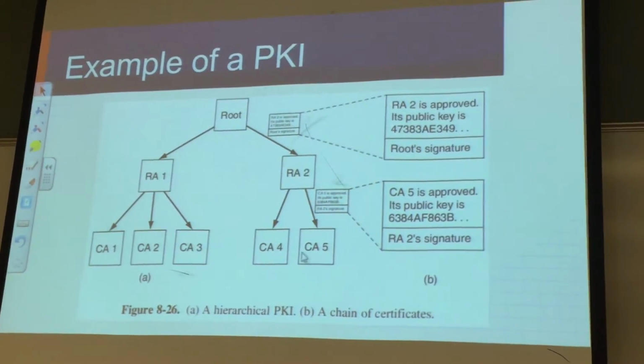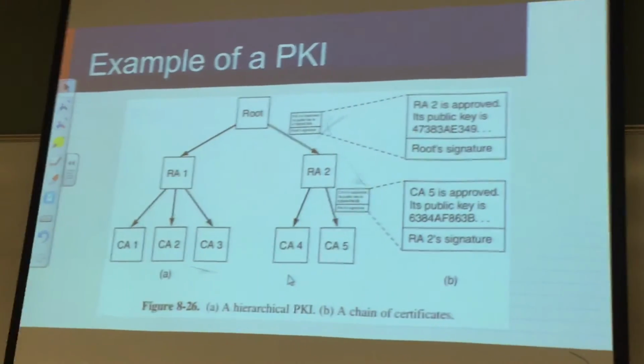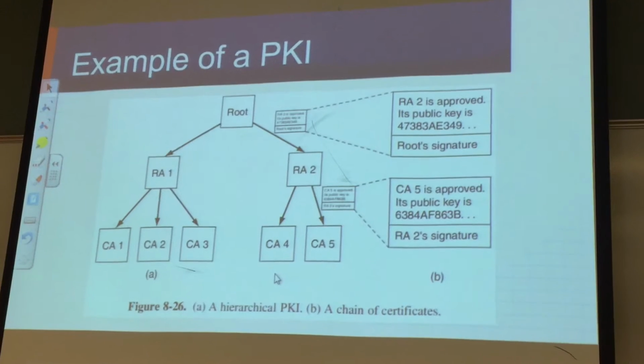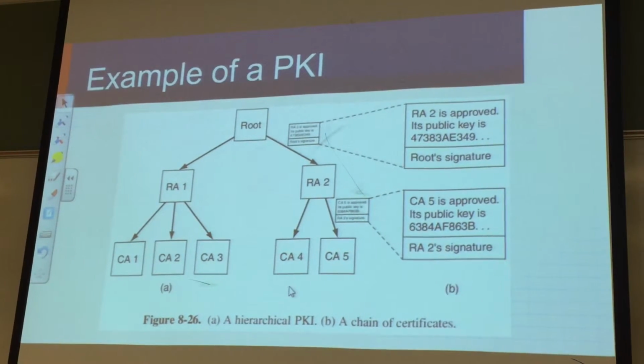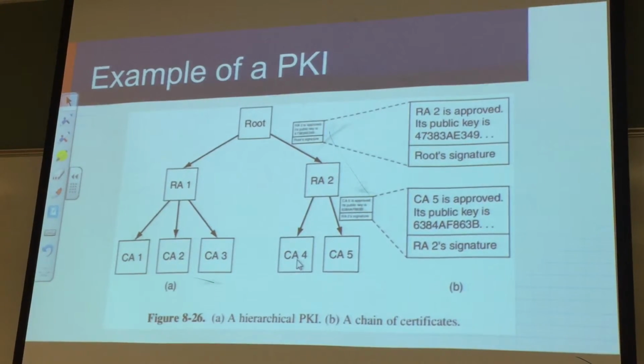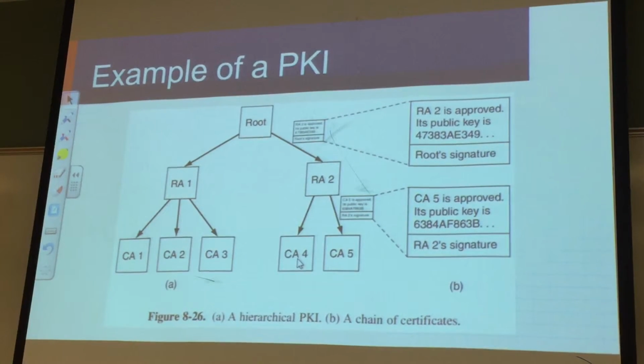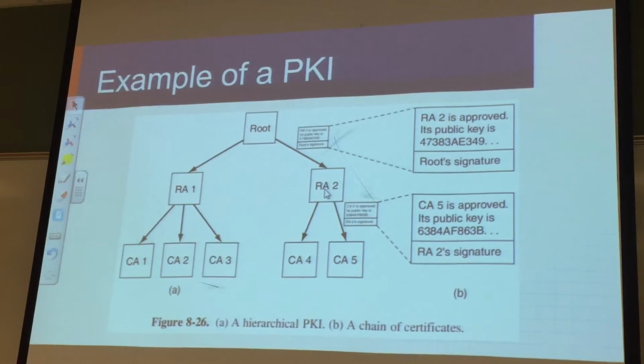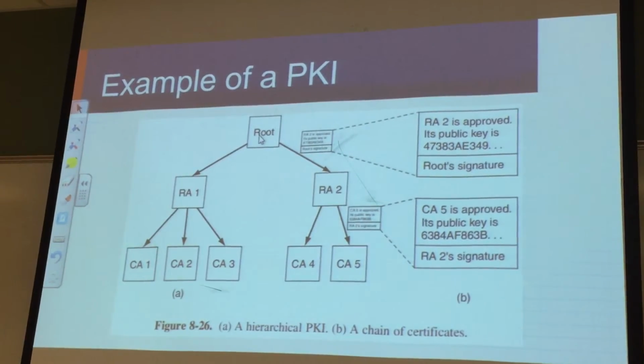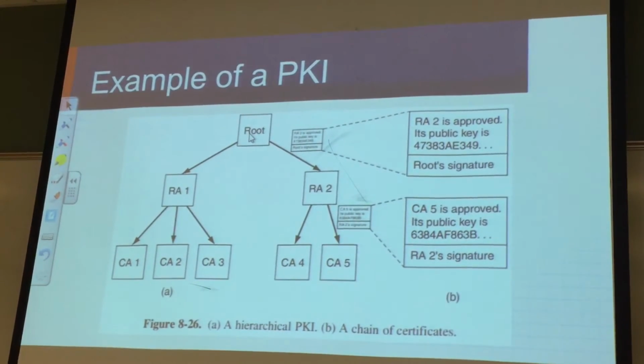So if I ever wanted to verify that Bob is who he says he is, I can ask to see his certificate, and he would show me that he was certified by CA4. CA4, I could go to them, check their certificate, see that they're certified by RA2, and go all the way up the chain back to the root. And then I can make a decision based on my trust for the root. And most of the roots are very well known, and we'll see that in a second.